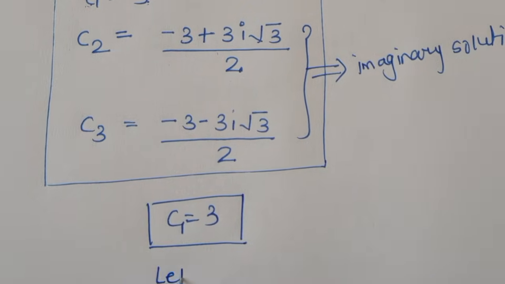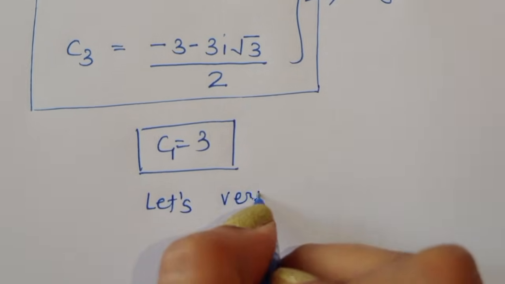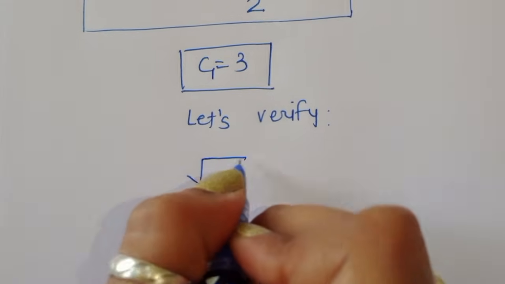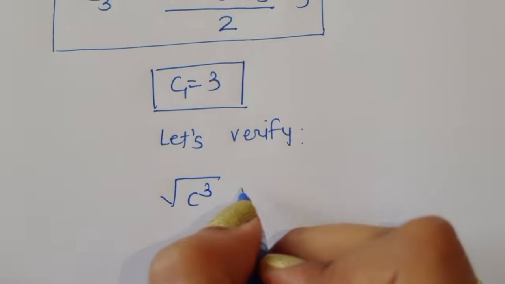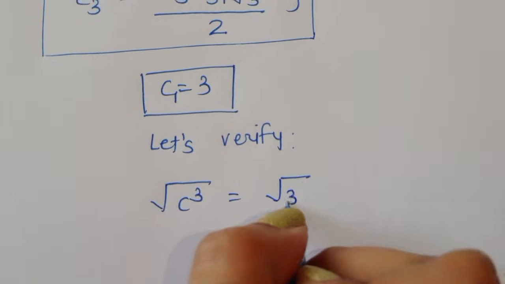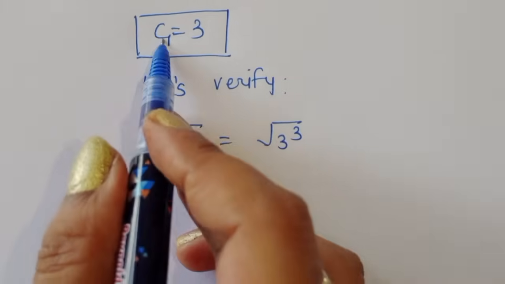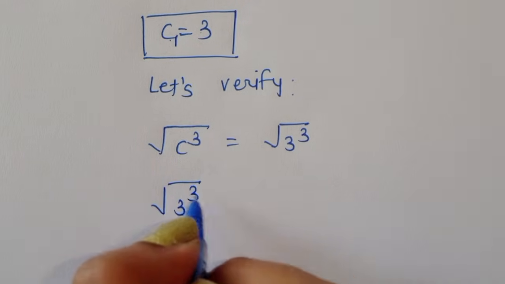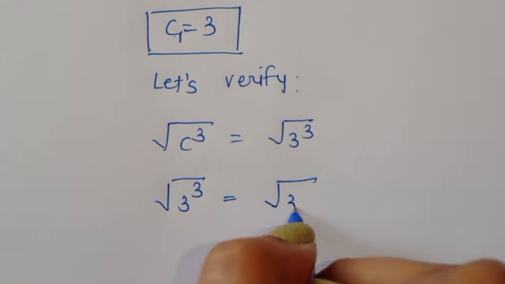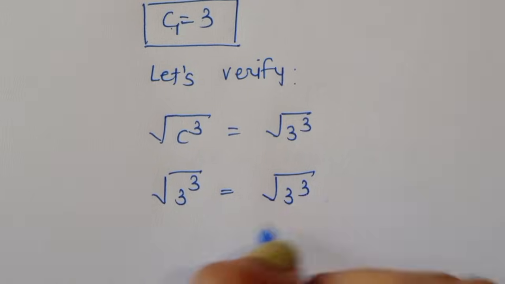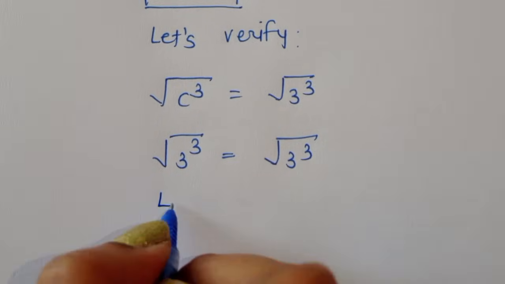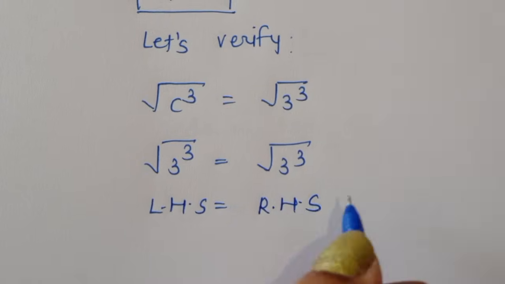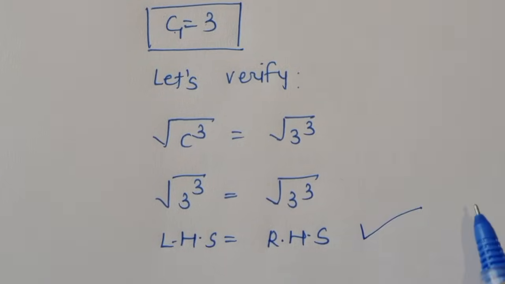So if you want to verify, let's verify this value. The question is square root of c to the power 3 is equal to square root of 3 to the power 3. So the value of c1 is 3, if you substitute here, 3 to the power 3 is equal to square root of 3 to the power 3. So here you got the same value, LHS is equal to RHS. So the value of c1 is equal to 3. This is the correct solution for this equation.